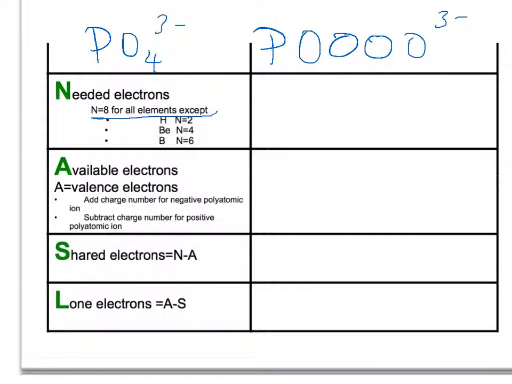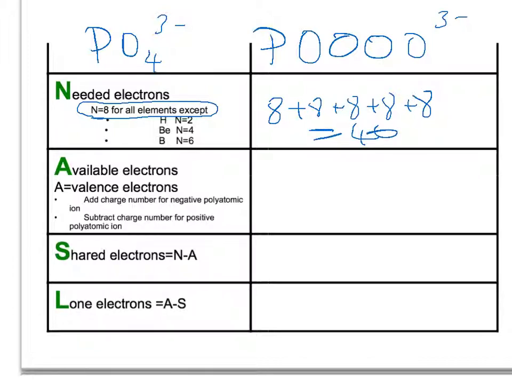All of these elements are satisfied with 8 electrons in their valence shell. So we have 8 plus 8 plus 8 plus 8 plus 8, so 5 times 8, which makes 40. Then we have to count the total number of available electrons by looking at the number of valence electrons that each will bring. Phosphorus will bring 5, and each of those oxygens will bring 6. So 6 times 4 plus 5.